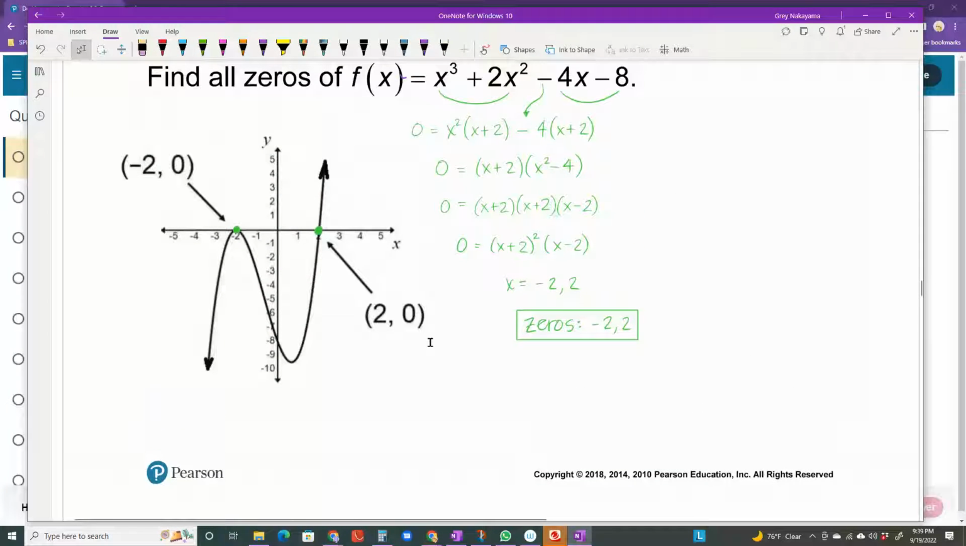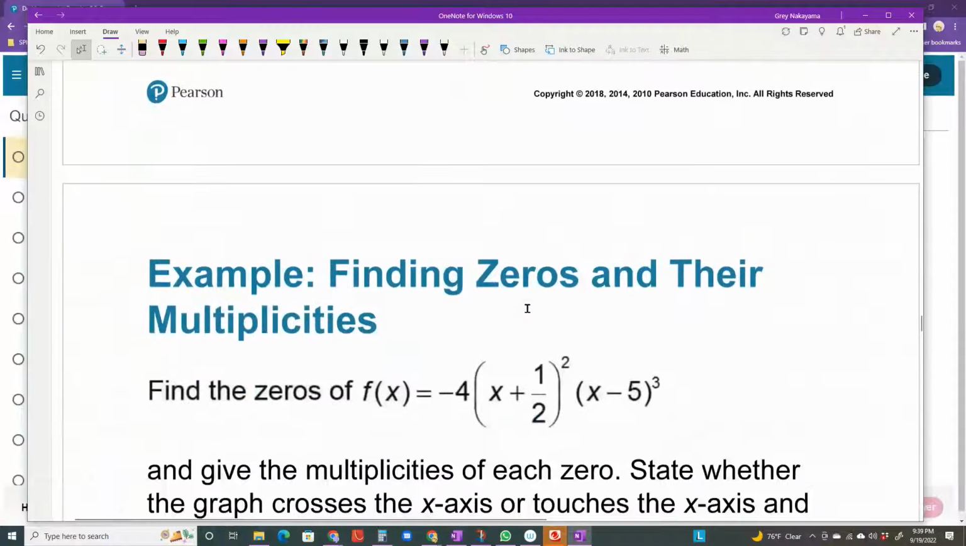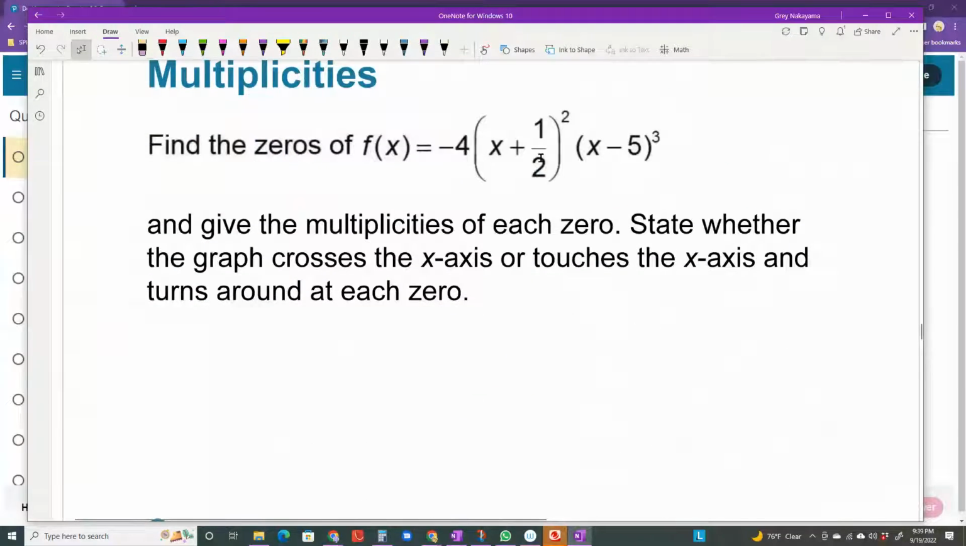So if you look back at this problem we just did, x plus 2, which gave me the 0 of negative 2, had an exponent of 2 on it. So it touched at that point. And this factor, which gave us this 0, has an exponent of 1, or a multiplicity of 1, so it just went straight through. It didn't flatten, it didn't touch. So we're going to have to go do that with this graph.